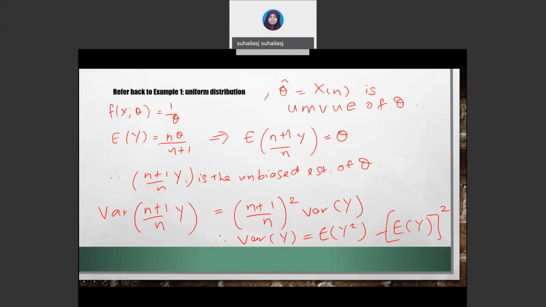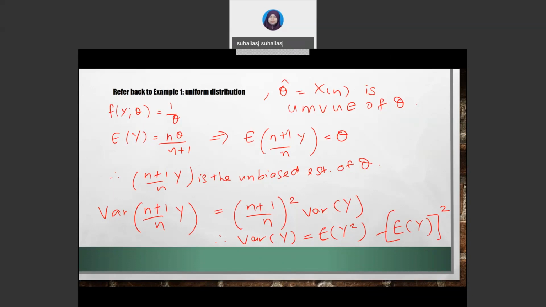To find whether this one is an efficient estimator or not, we need to find the variance. So the variance of (n plus 1) over n times Y. Use the properties of variance, you will get (n plus 1 over n) squared times variance of Y. The variance of Y is just the expected value of Y squared minus (expected value of Y) squared. So you solve this one first.